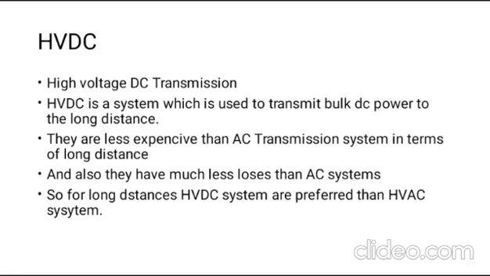If we transmit AC power over long distance, the losses will be very high, so it is inefficient for long distance. But if we consider HVDC system for long distance, it is very efficient and very effective too, because in HVDC transmission the losses are much less than in AC system. So for long distance, HVDC systems are preferred over HVAC systems.